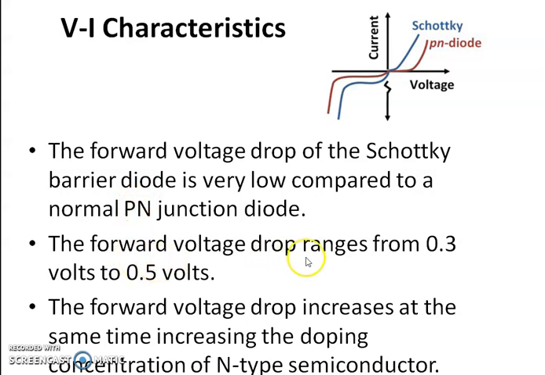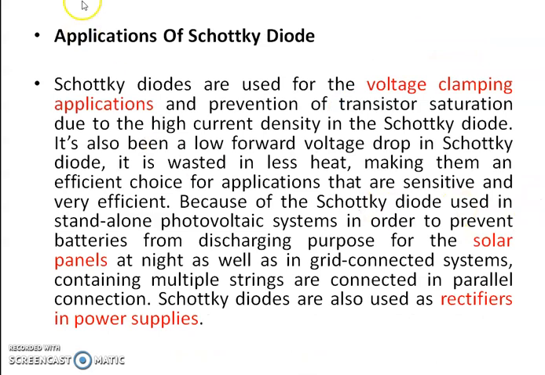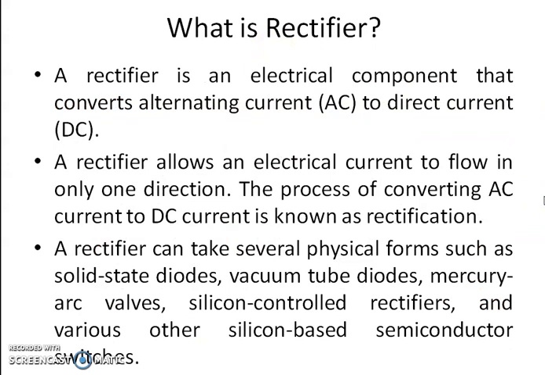Forward voltage drop is in the range of 0.3 to 0.5 volt. Forward voltage drop increases with increasing doping concentration of the N-type semiconductor. This is the VI characteristics of the diode. This Schottky diode is used in many places. It is used in clamping applications. It is used in solar panels, and it is used as rectifiers in power supplies. Just go through once and write the applications of the Schottky diode.